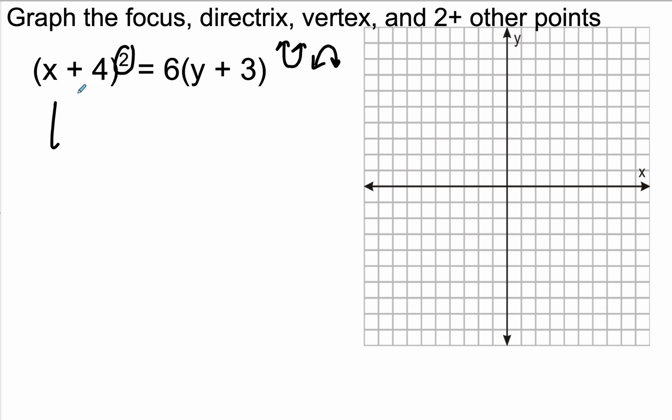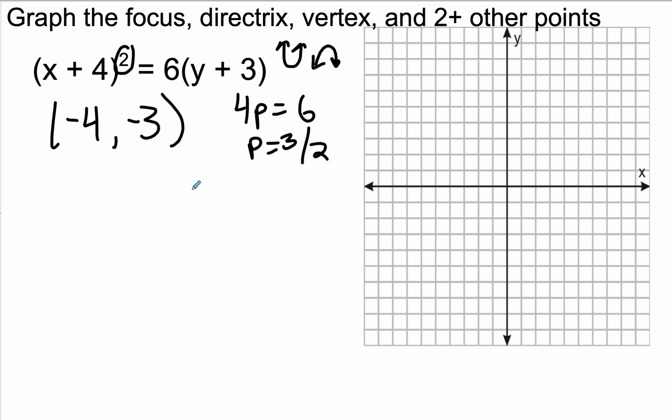Let's look at the vertex. So here's the H because it's with the X. The K is with the Y. I've got 4P is 6. So P is 6 over 4, or 3/2, or 1.5. Okay, so let's go. We've got 1, 2, 3, 4, 1, 2, 3. Here's the vertex.